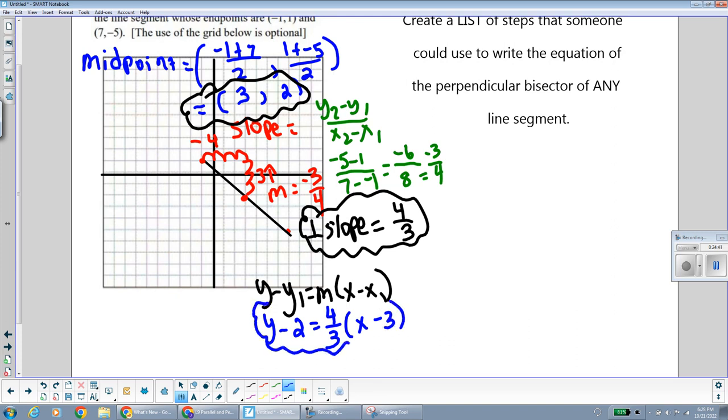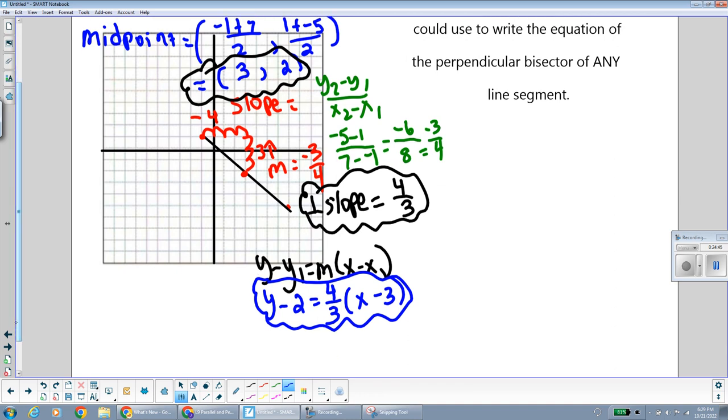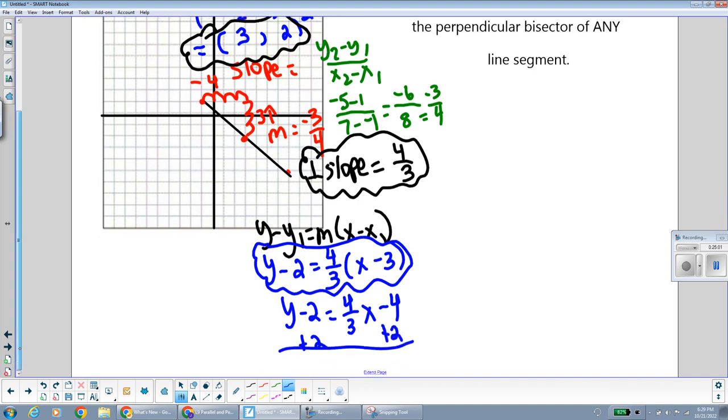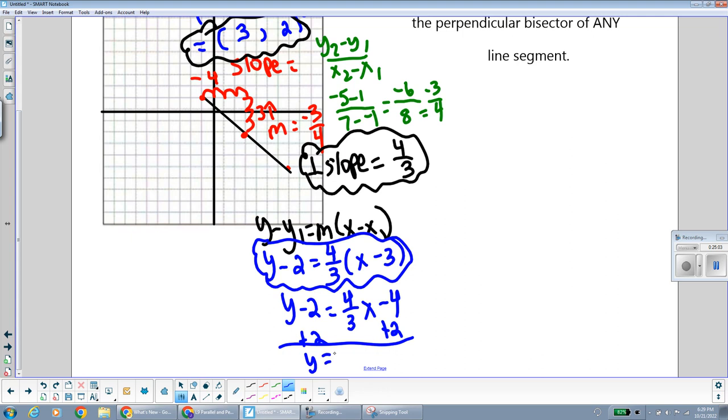This is a perfectly good equation of the line. You do not have to solve for y if the question doesn't specify. But I will, so I can graph it for you. I'm just going to distribute the 4 over 3, and then add 2 to both sides. And we have y equals 4 over 3 x minus 2.